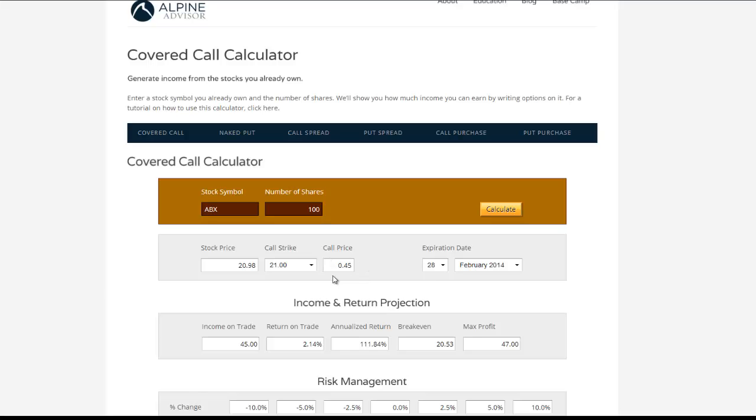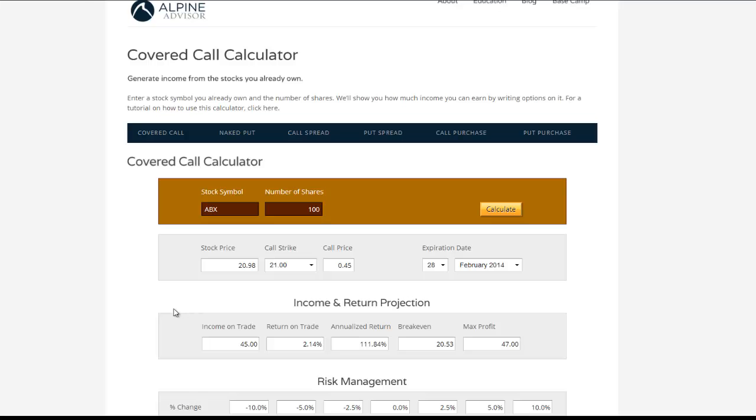It throws in the option premium that you'll receive for that particular trade, and then obviously the dates, which you can change to different Fridays or Saturdays in the month, and then obviously any of the months that are currently populated on the option chain right now at the CBOE.